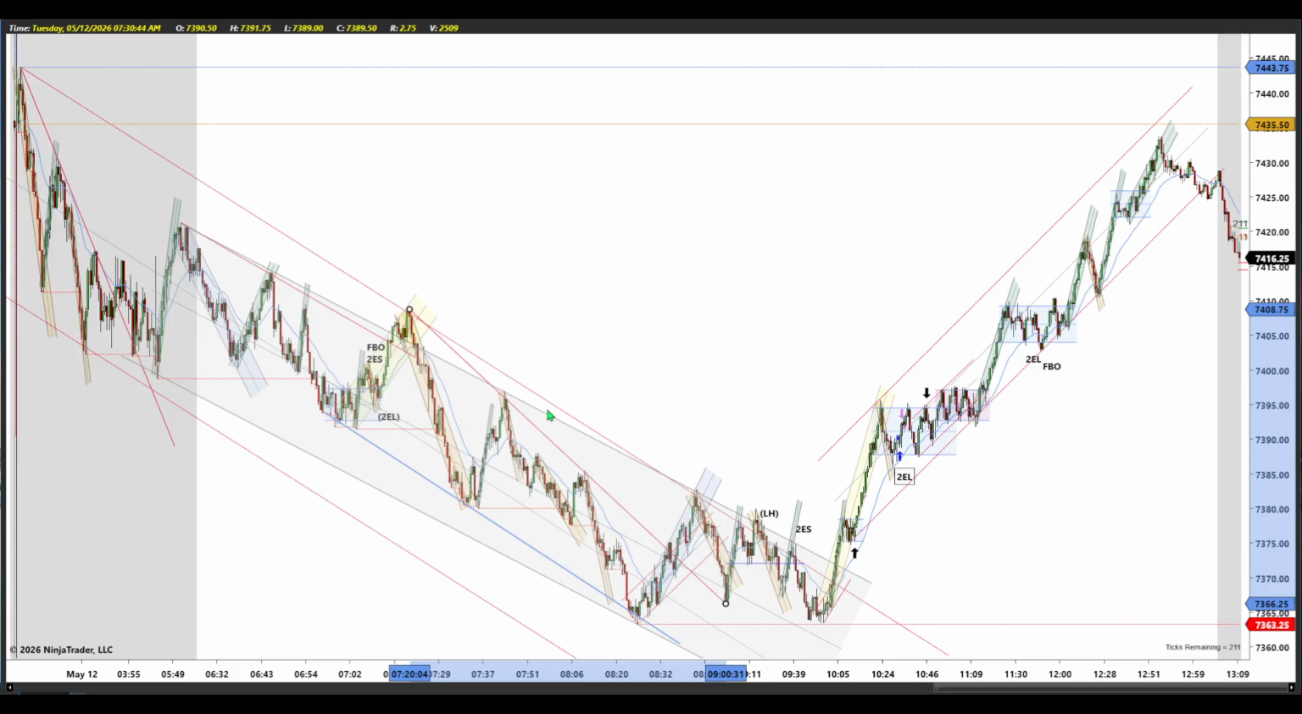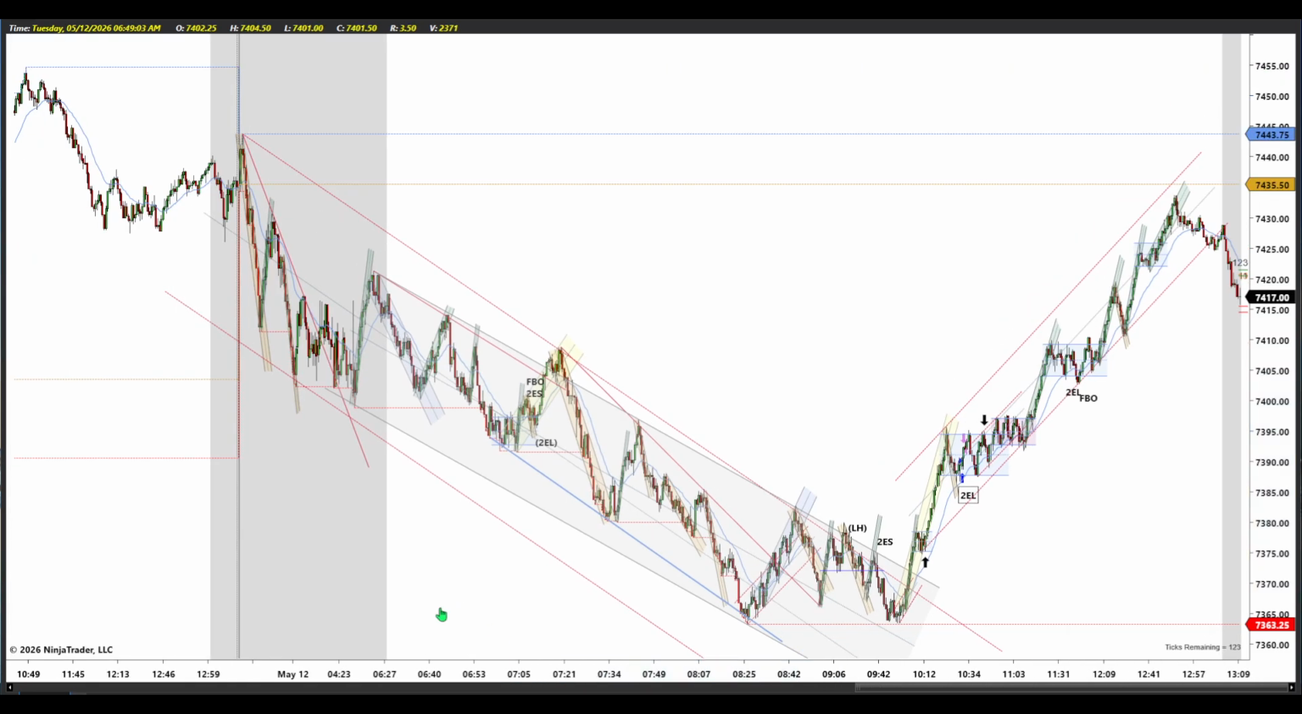I was playing mostly these smaller channels, and then I identified a couple of setups, or maybe a few setups, and I actually took one trade and was profitable. So I'm going to go into the trades right now.